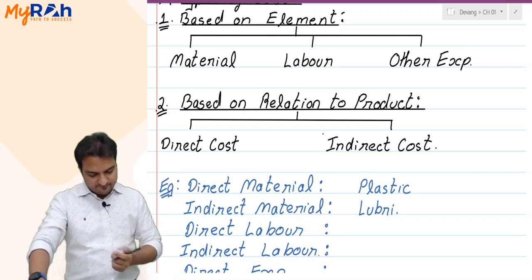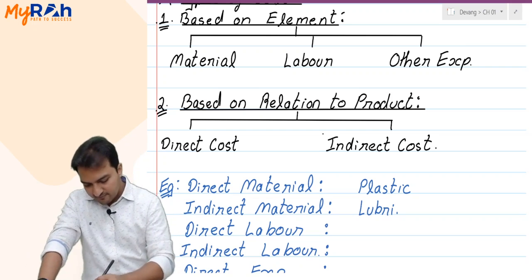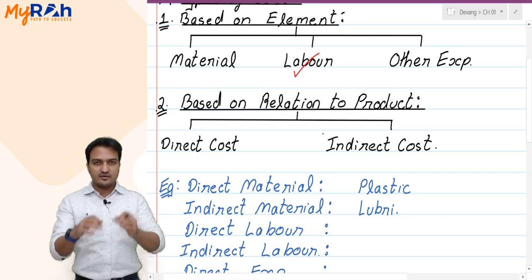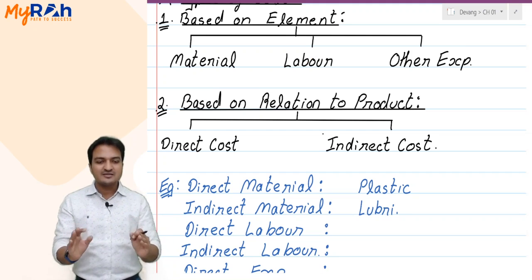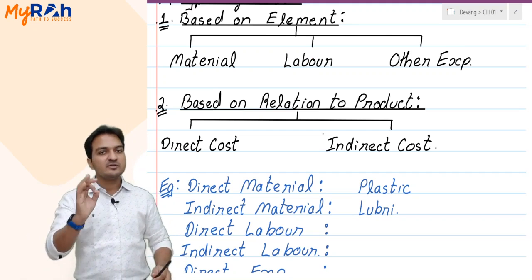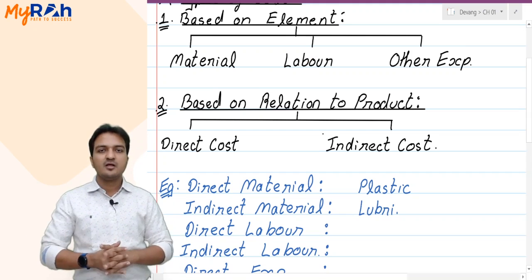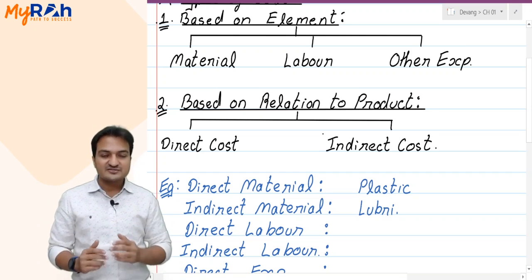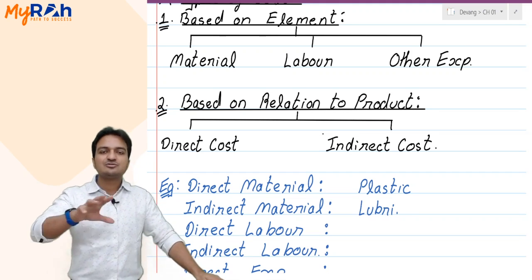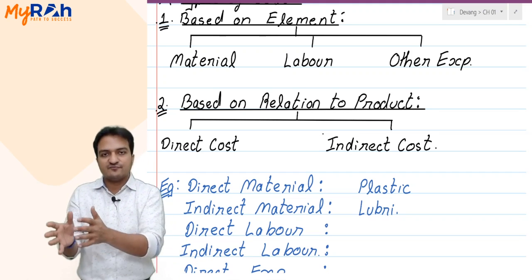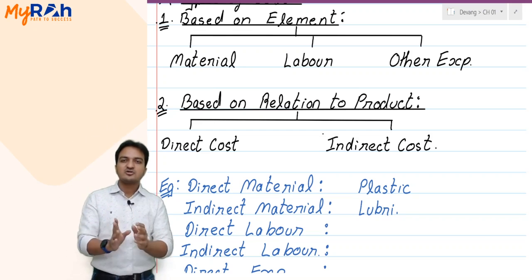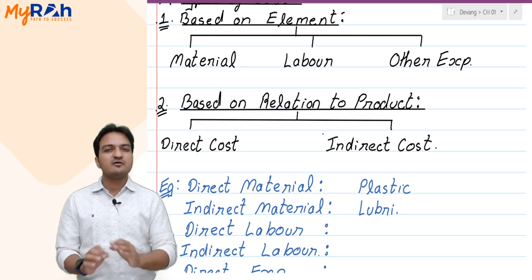Okay, so direct material and indirect material we learned. Next, labor. Now, labor cost in my costing subject means all types of payments made to humans, human beings, people in my company. So when I say labor in costing, it does not mean only the bottom-level workers, the worker class in the company. No. When I say labor, it covers all sorts of human efforts given in the company.